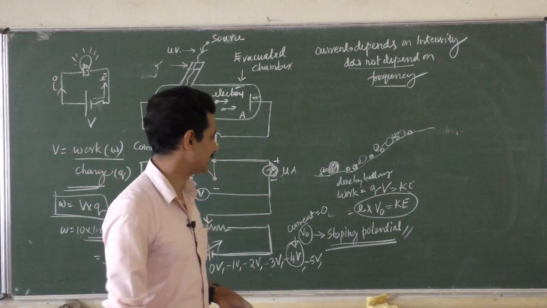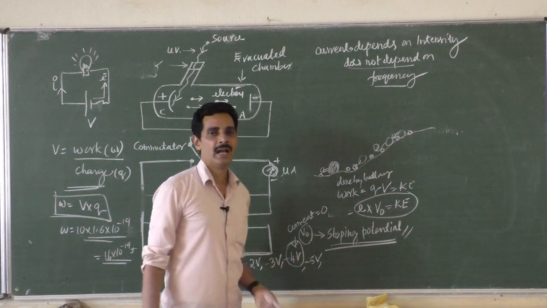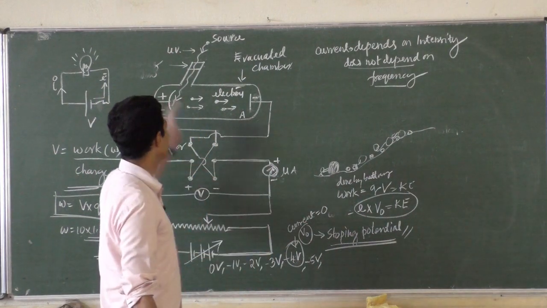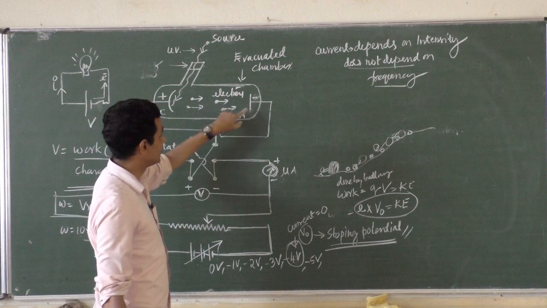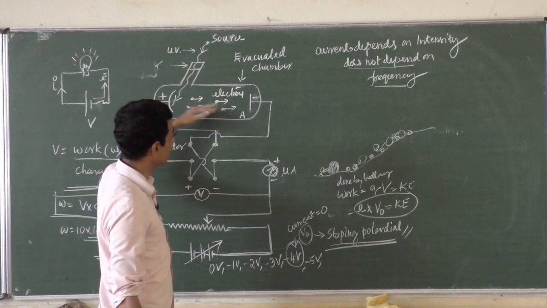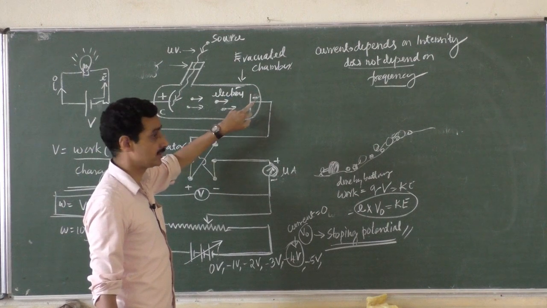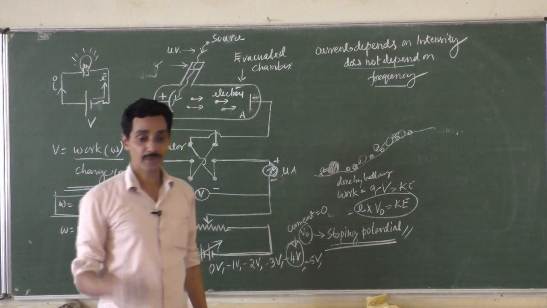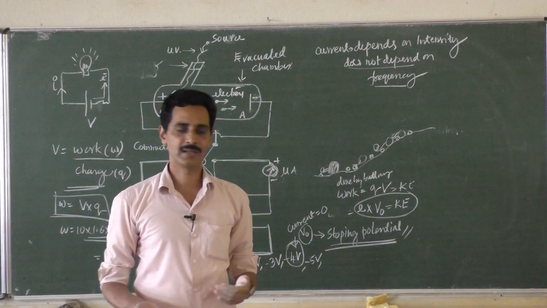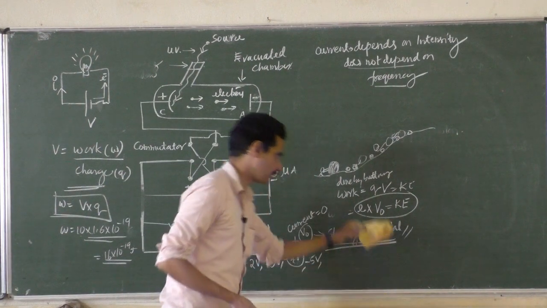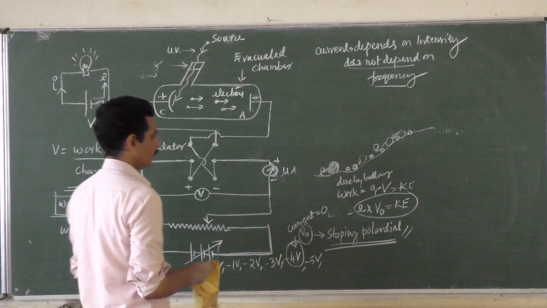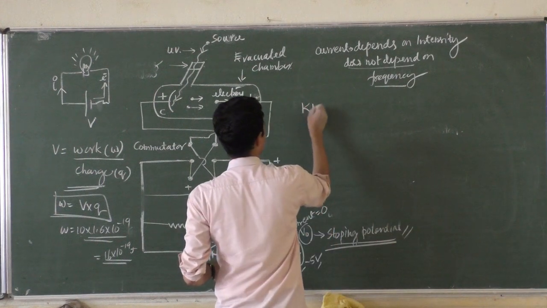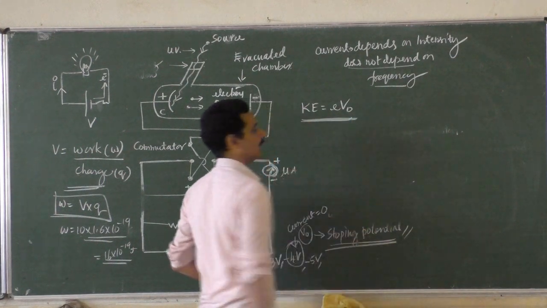Stopping potential is the minimum reverse potential of the anode at which all the photoelectrons are stopped from reaching the anode. Even though the photoelectrons are emitted, the anode is not given a positive potential. If it is given a positive potential, electrons happily reach here. It is given a reverse potential such that all the electrons are stopped from reaching the anode, and that is the stopping potential. From the stopping potential, you can measure the kinetic energy of photoelectrons, that is eV naught. Don't forget these formulas, only small formulas. So, eV naught is the kinetic energy of photoelectrons.